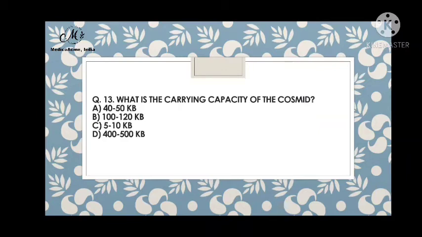Please guys, if you are going to appear in a biotech exam, or any exam where biotech is important, please at least read all the vectors, their carrying capacity, and the special genes present in those vectors. So guys, the answer is A. It is a very direct question. The answer is A. Cosmid can carry 40 to 45 kilobase pair of insert.